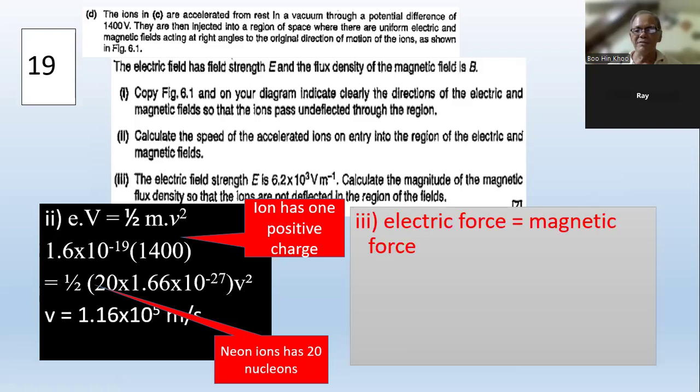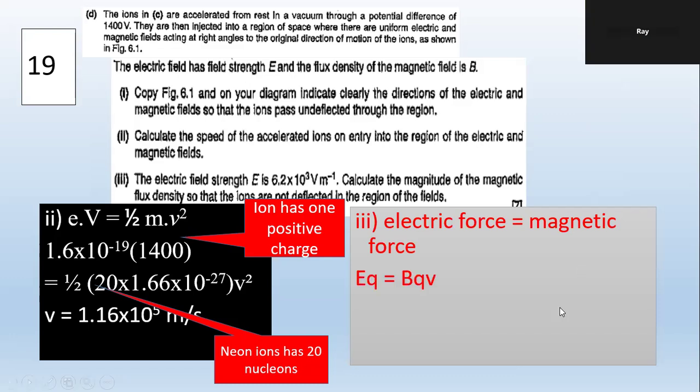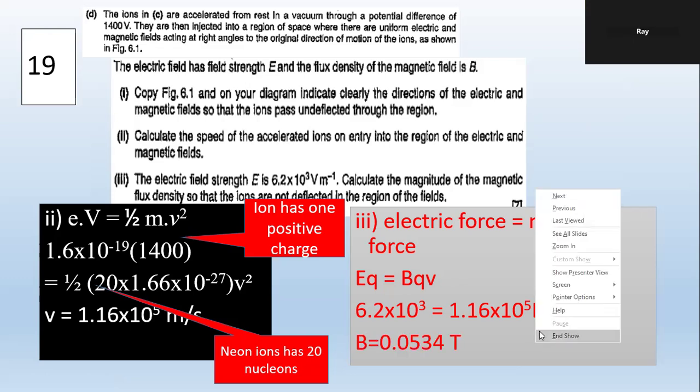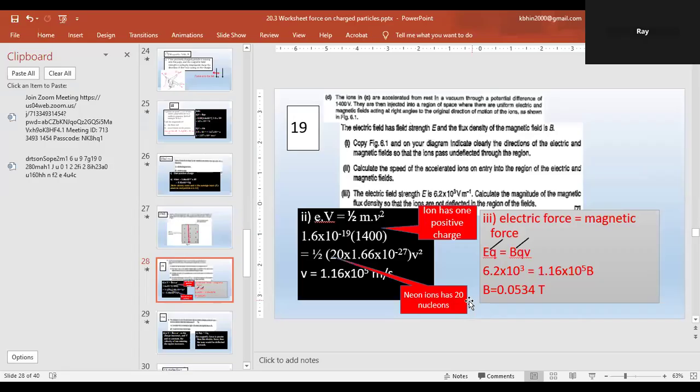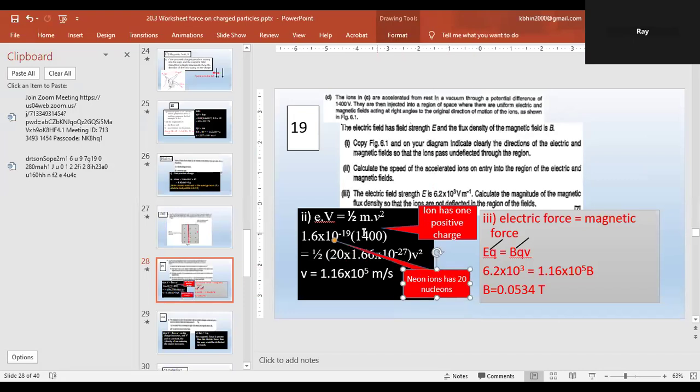Electric force equals magnetic force, right? EQ equals BQv, Q and Q cancel off. E is given. Speed, we have calculated it out. And then B. Anything not clear? It's alright. Okay.